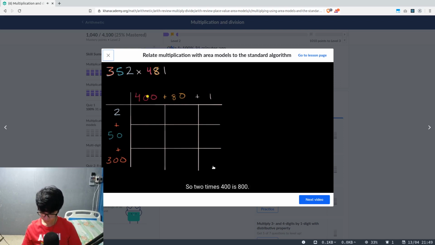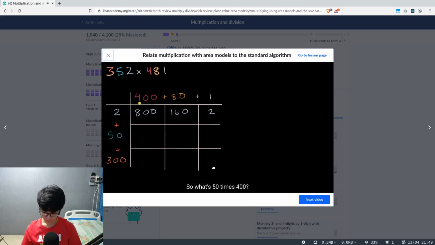So 2 times 400 is 800. 2 times, do that same blue color. So this is 800. 2 times 80 is 160. And then 2 times 1 is 2. And then we can multiply 50 times these.